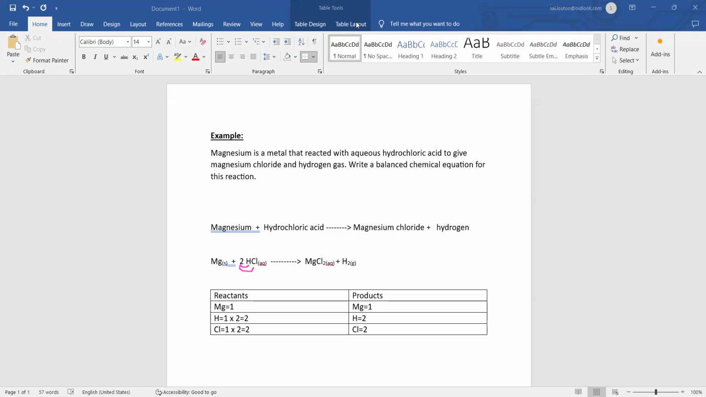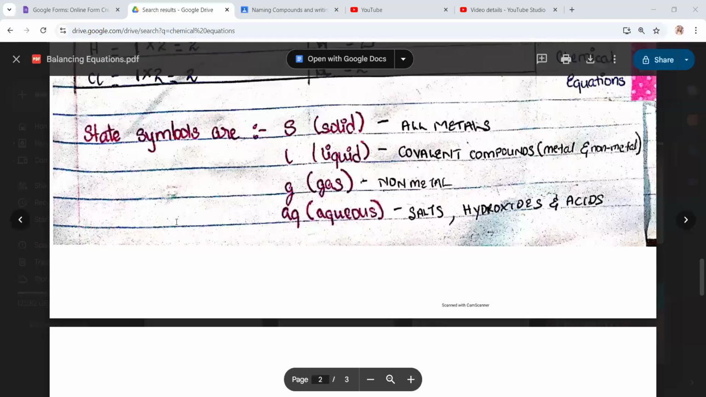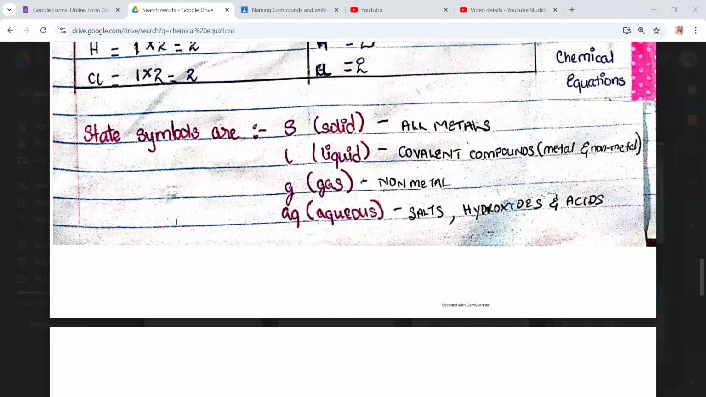Give me a minute. Let me get the state symbols for you guys, right? So you have it. And always remember, groups 1, 2, and 3 on the periodic table are metals. I repeat, groups 1, 2, and 3 are the metals on the periodic table.